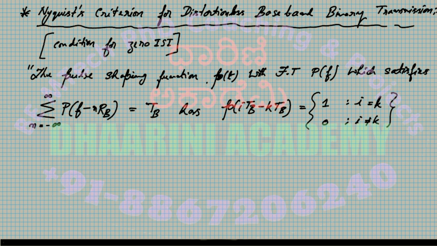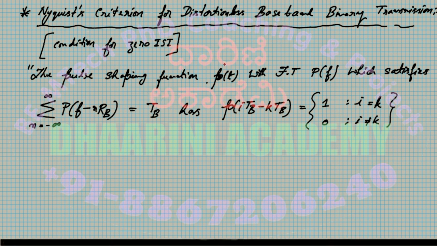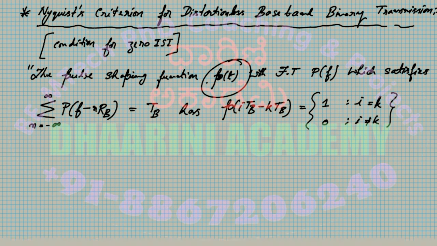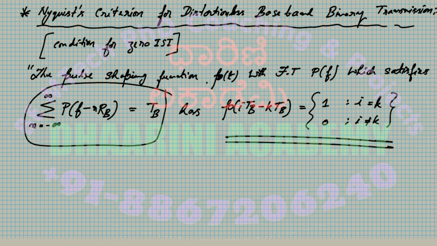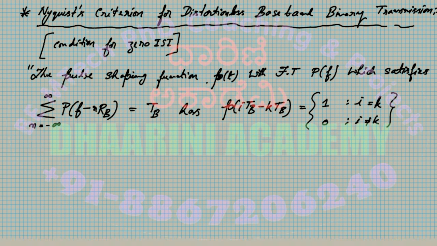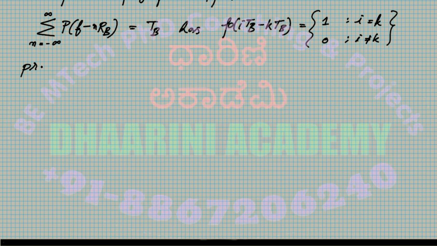So this is the complete statement. In the sense, if you use a p of t whose Fourier representation is P of f, and it satisfies this condition, then this has to be satisfied by that p of t in such a way that there will be no intersymbol interference. If this condition is satisfied, no ISI. Okay, let's try to prove this. Important question. The proof has been asked many times.